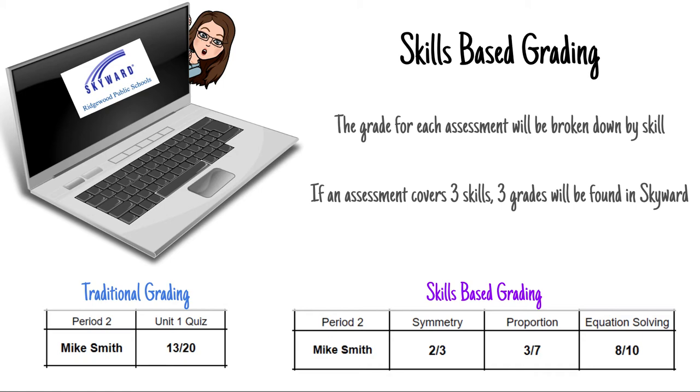If you look at the bottom of this slide, you'll see a traditional grade method where it says Mike Smith got a 13 out of 20 on the Unit 1 quiz. Now, that doesn't really tell us a whole lot about what Mike knows other than that he didn't do that well, right? But in the way that I grade, what Mike would be able to see is that on the symmetry portion of the assessment, he got 2 out of the 3 available points. For proportion solving, he only got 3 out of the 7 available points, and for equation solving, he got 8 out of the 10 available points.